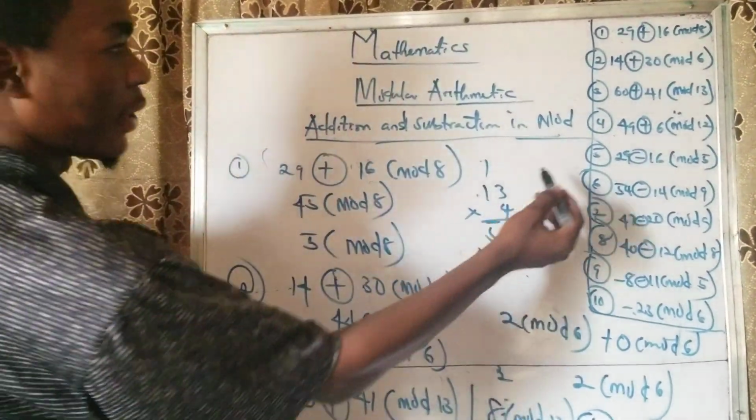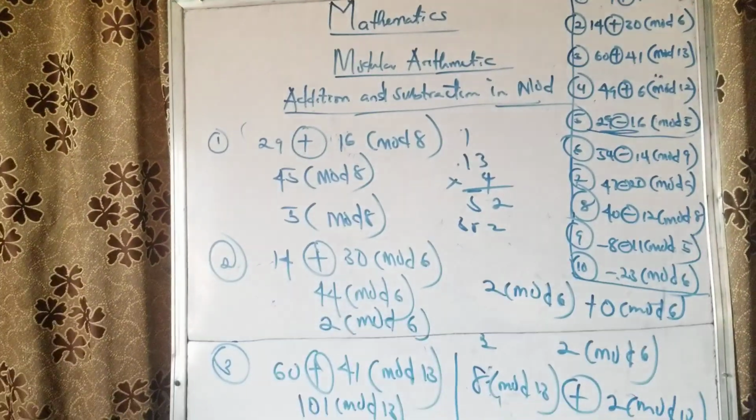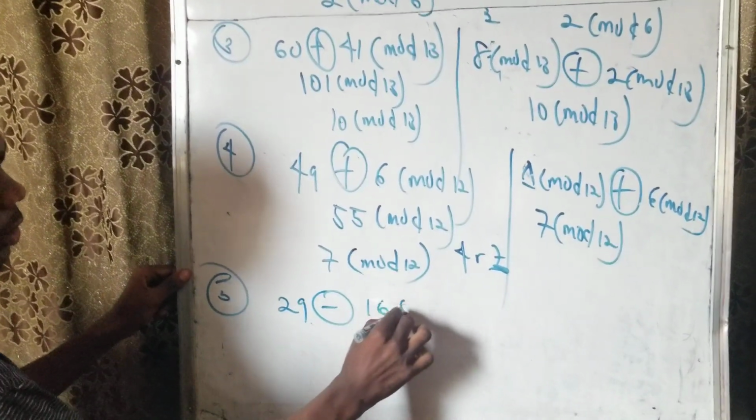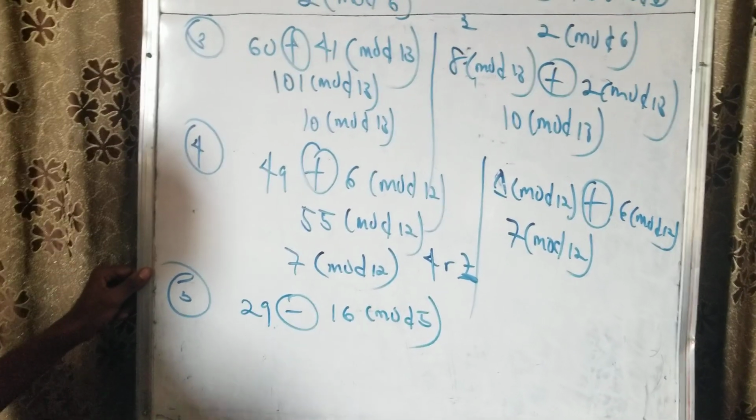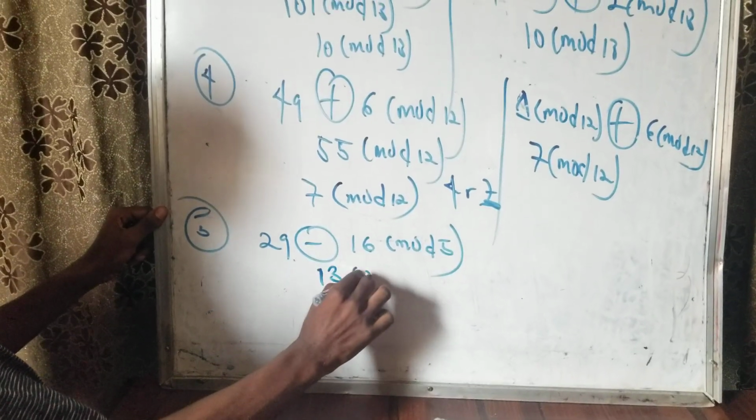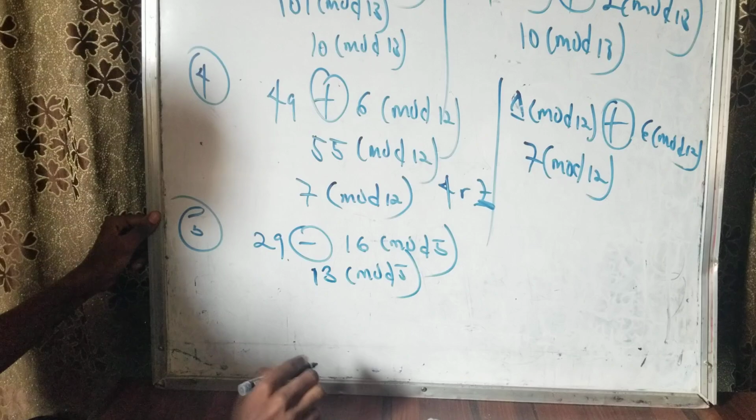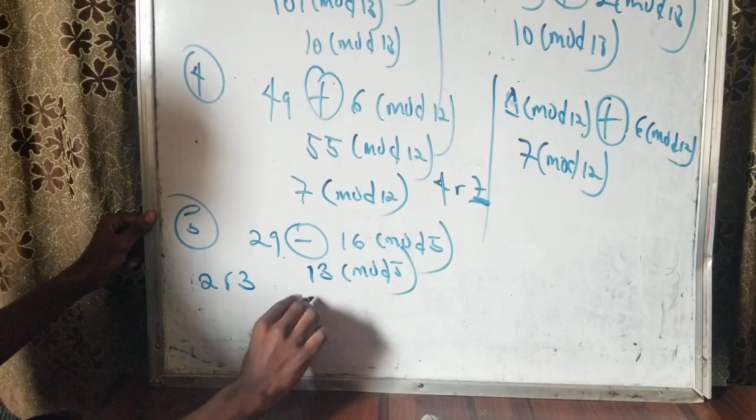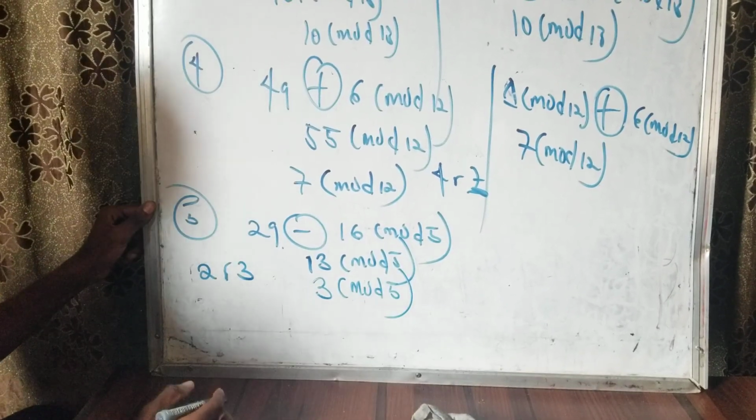Now we are in question 5, which is 29 minus 16 mod 5. Do we get that? So 29 minus 16. What are we going to have here? We're having 13 mod 5. So 13 divided by 5. How many times will it go? It will go 2, remainder 3. So that will be 3 mod 5.